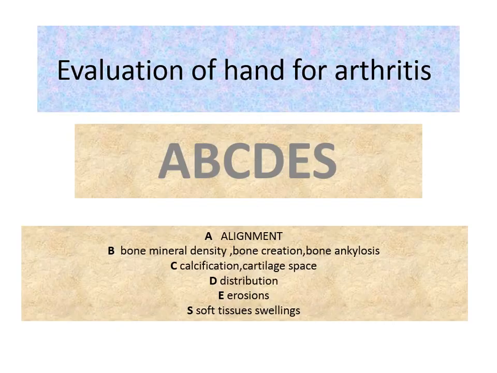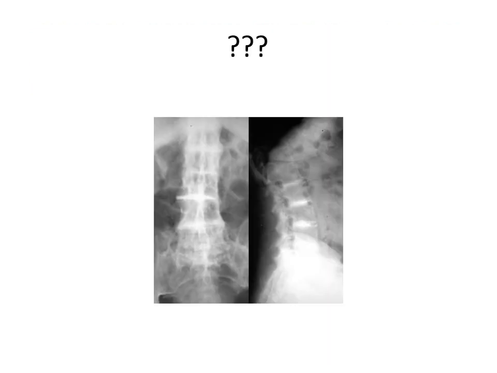Evaluation of the hand. In summary, we should think of A, B, C, D, E, S, which is alignment, bone mineral density, bone ankylosis, bone creation, and C, calcification, cartilage space, and D, distribution, E, erosion, and S, soft tissue swelling.